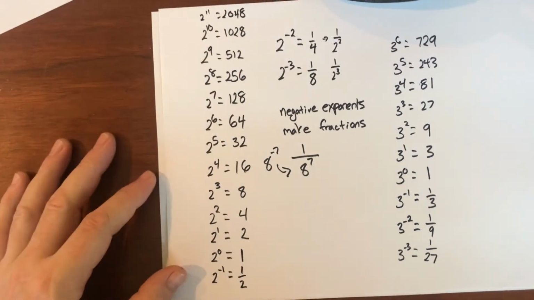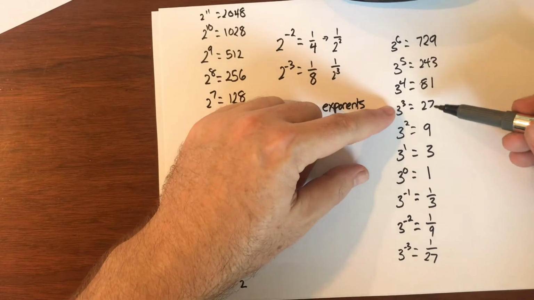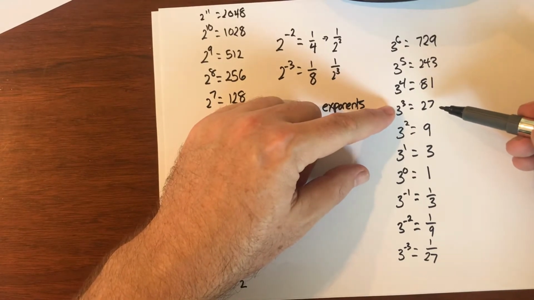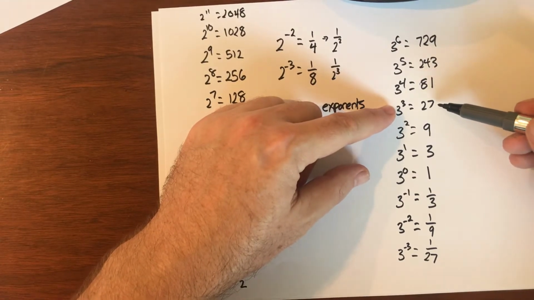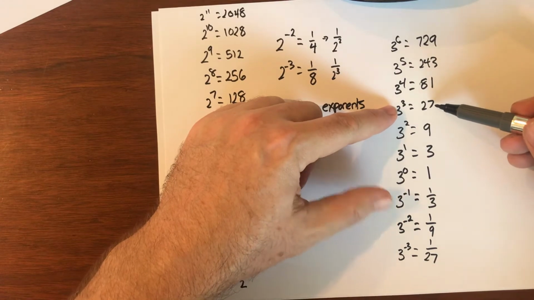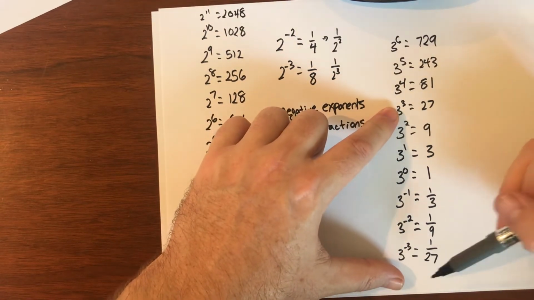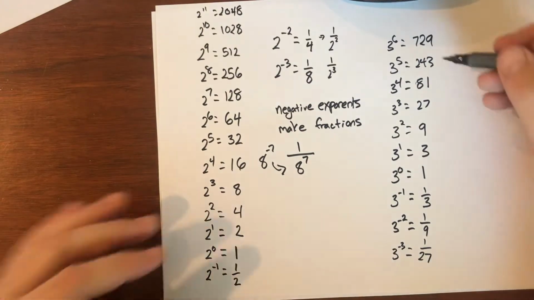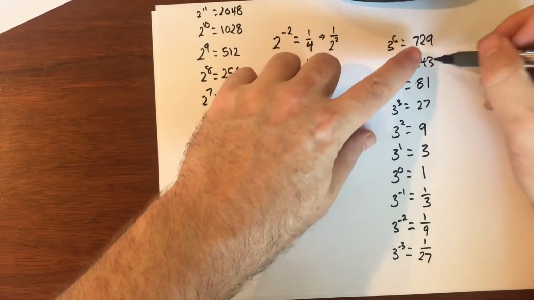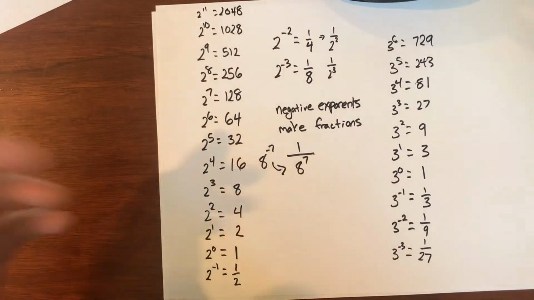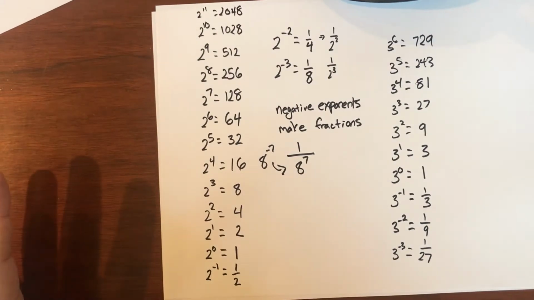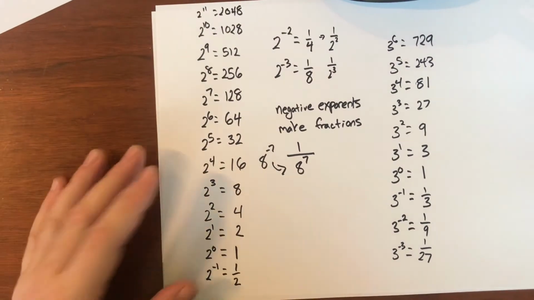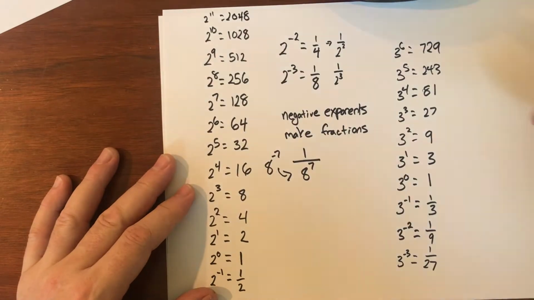If we went to the 4s, it'd be the same thing. Whatever 4 to the power of 4 is, which is actually 256, you'd have 4 to the negative 4 would be 1 over 256. Whatever the positive exponent would be is the denominator of the negative exponent that matches. Okay? This is a lot, but you can do it.